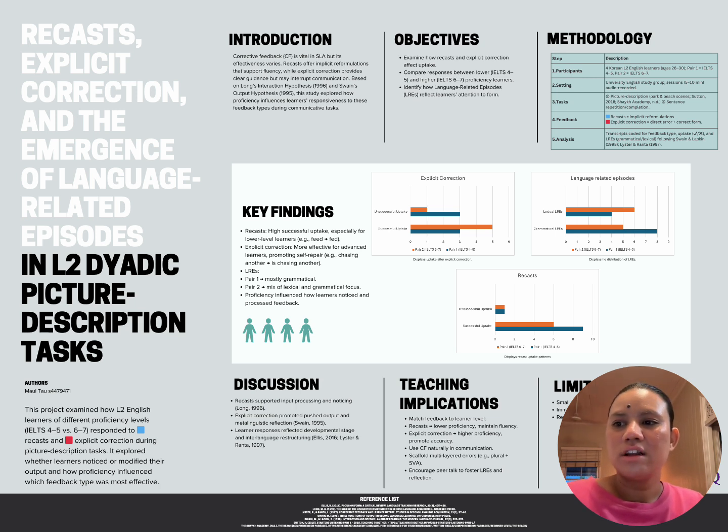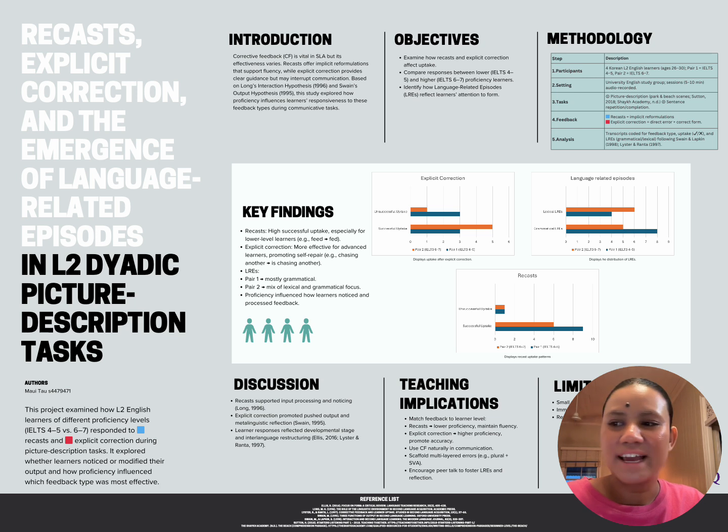In my discussion, I mainly talked about all of the theoretical frameworks that guided my research project. So a lot of Long, Swain, and how recasts supported input processing. The explicit correction promoted pushed output and metalinguistic reflection, as stated by Swain. And learners' responses reflected development stage and interlanguage restructuring.